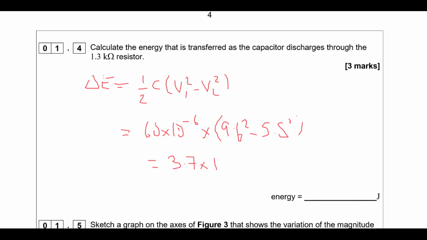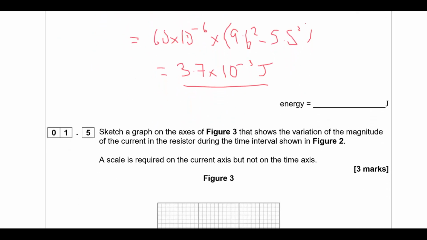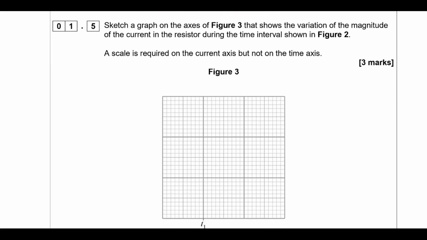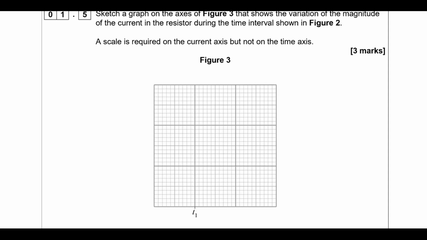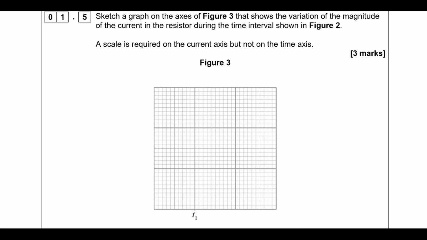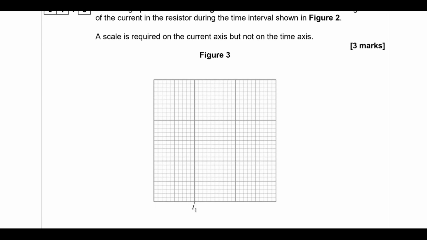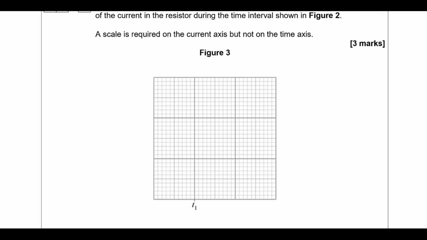Times 10 to the minus 3 joules as your final answer to that question. Sketch a graph on the axes of figure 3 that shows the variation of the magnitude of current in the resistor during the time intervals shown in figure 2. A scale is required on the current axis but not the time axis.